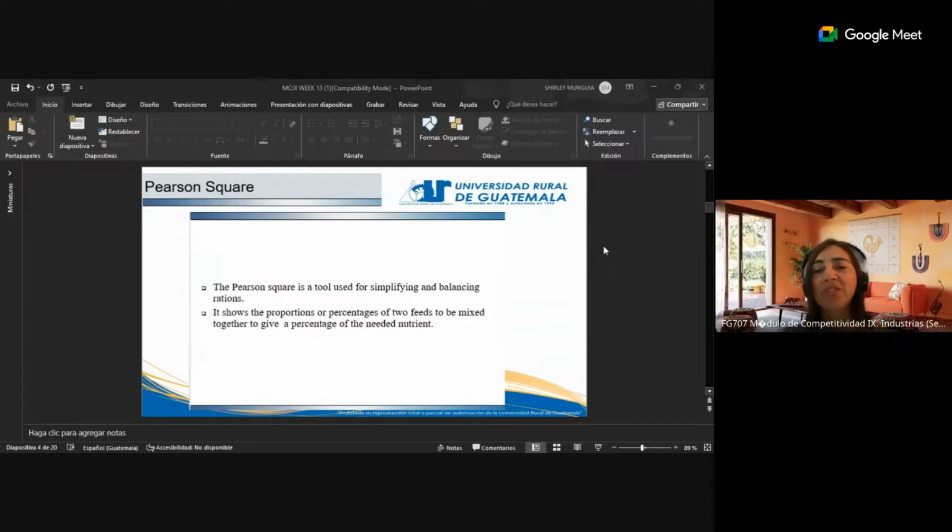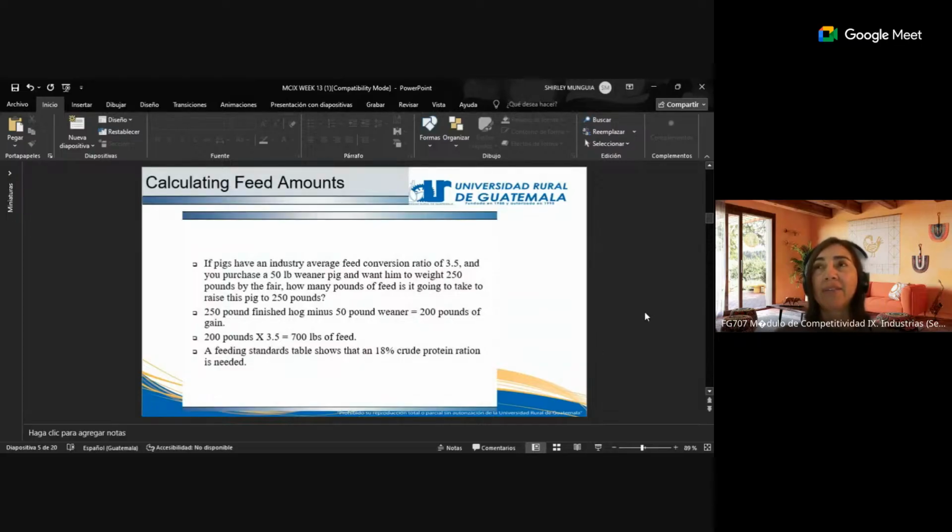Remember that this is just a tool that we use for simplifying and balancing rations. As I said before, this tool is used in the food industry. It shows the proportions or percentages of two feeds to be mixed together to give a percentage of the needed nutrient. If you can get a piece of paper and your calculator and your pen or pencil, it will be great. So that way you will learn about this tool.